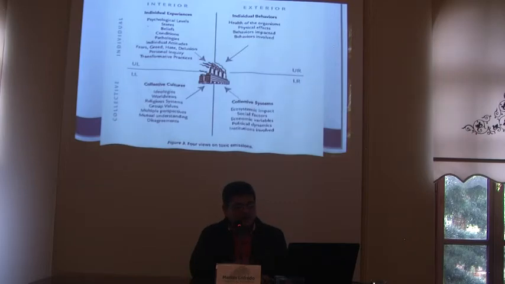Lower right, you have collective systems like ecosystem impacts, social factors, economic variables, political dynamics, institutions involved. And lower left, you have collective cultures like ideologies, worldviews, religious systems, group values, multiple perspectives, mutual understanding, and disagreement. All of these are operative in toxic emission disaster events.